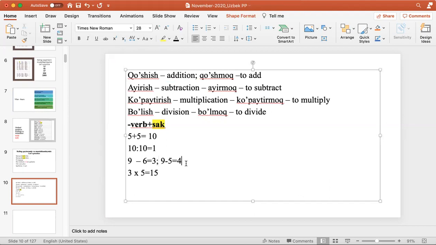9 dan 5 ni ayiramiz. 4. 3 karra 5, 15. You can say karra. Or ko'paytirmoq. 3 ni 5 ga ko'paytiramiz. We could say also karra. 3 ni 5 ga ko'paytirsak 15. Yoki 3 karra 5, 15.